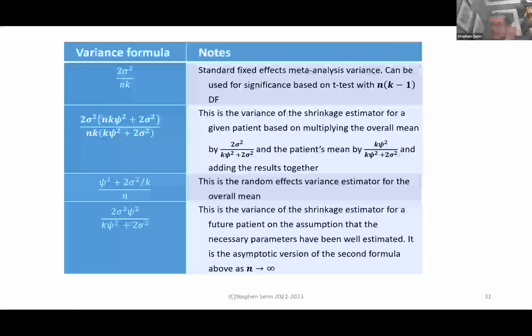This is a list of various formulae that may be important. The first one is the standard fixed effect meta-analysis variance. The second one is the variance of the shrinkage estimate, the thing I just described. The third one is the random effect variance estimated for the overall mean. We've already encountered that. And the last one is the variance of the shrinkage estimate for a future patient on the assumption that the necessary parameters have been well estimated. It's the asymptotic version of the second formula above as n approaches infinity.